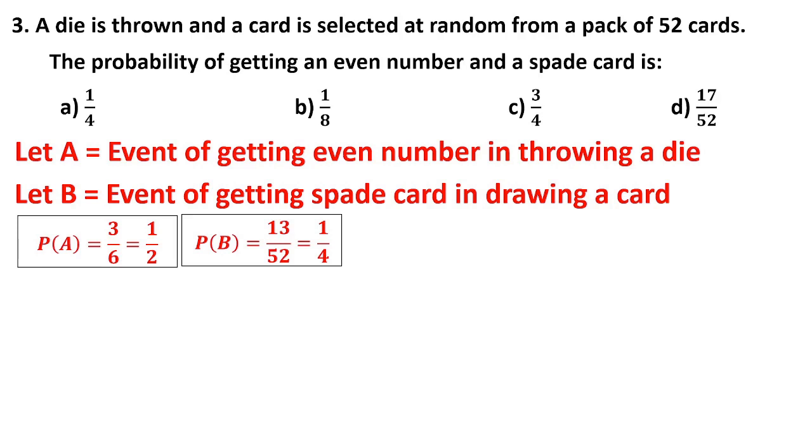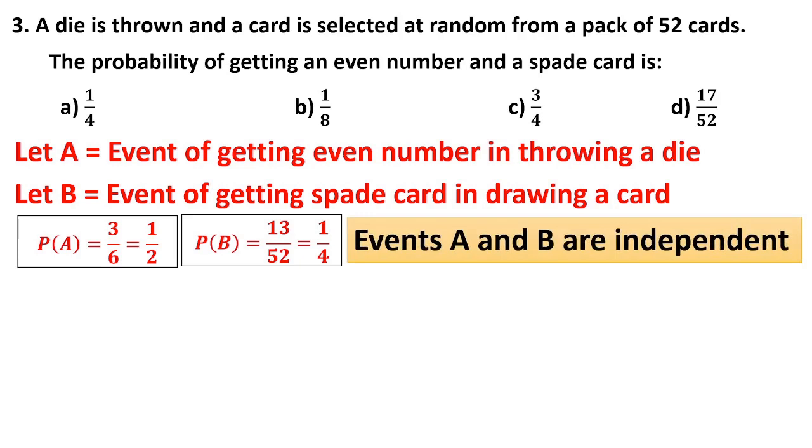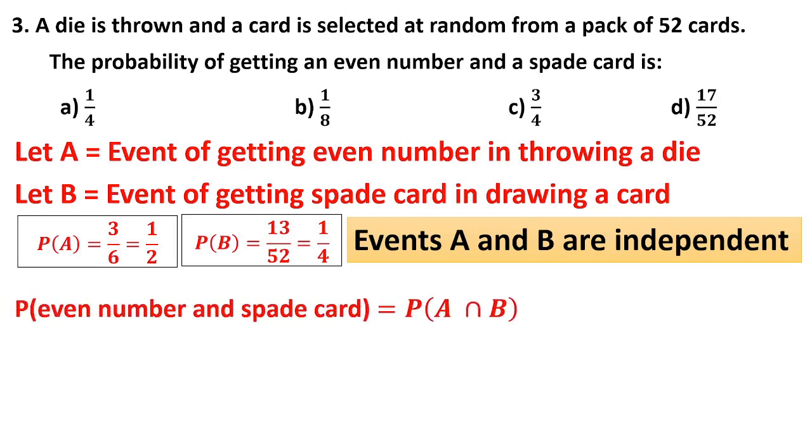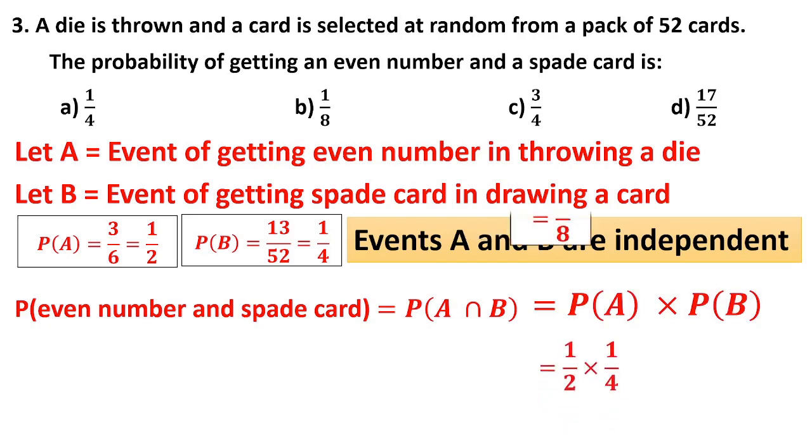Now, what is the nature of these events A and B? A and B are independent. Therefore, whenever you want the probability of selecting an even number and a spade card, it will be probability of A and B, that is A intersection B. As the events are independent, it is P of A into P of B, multiply, the answer is 1 by 8.